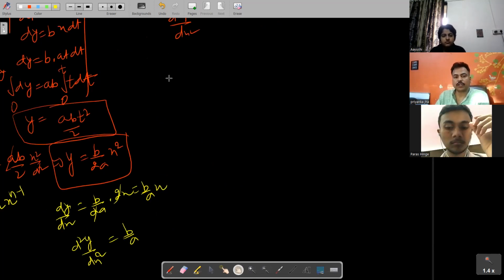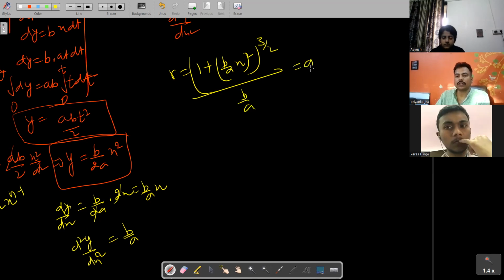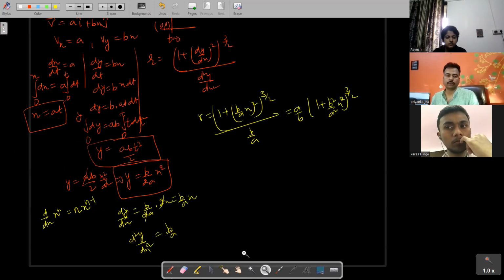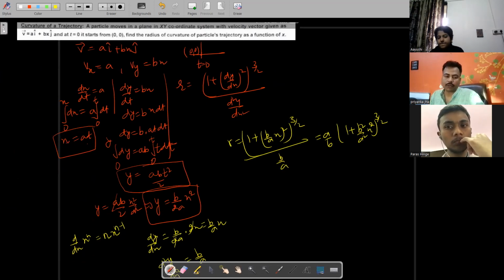Now I'll put these two pieces of information here. So the radius of curvature is (1 plus (dy by dx) whole square). dy by dx is what? b by a into x, whole square, to the power 3 by 2 upon d2y by dx square, that is b by a. This is your answer, the radius of curvature. Understood or not? Yes, sir. You have to remember the formula, but you have to learn the way how we use it. Note it down.